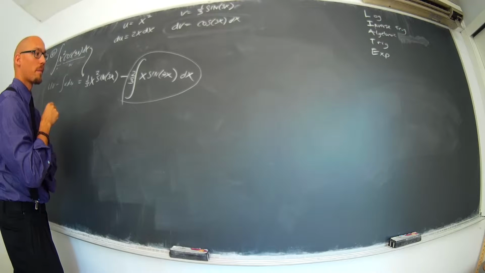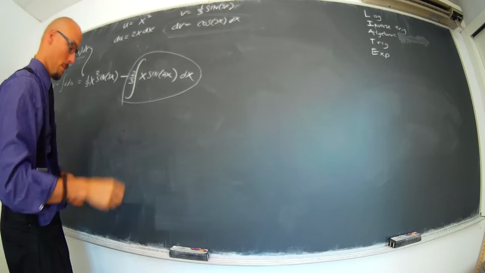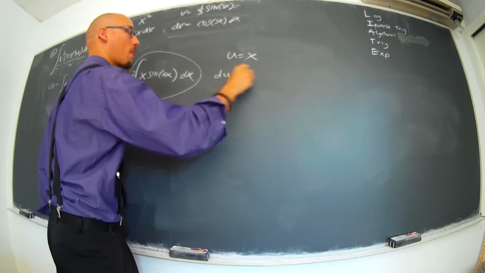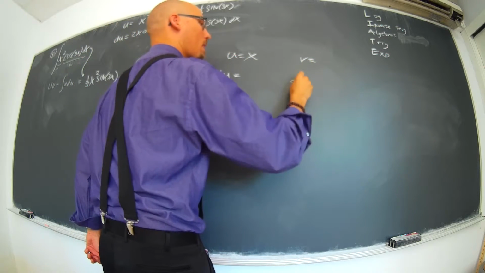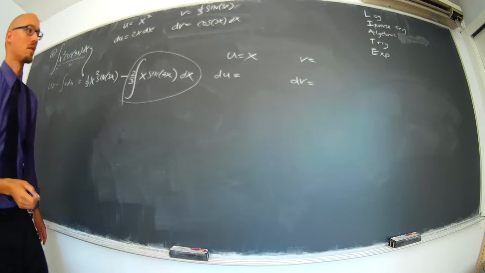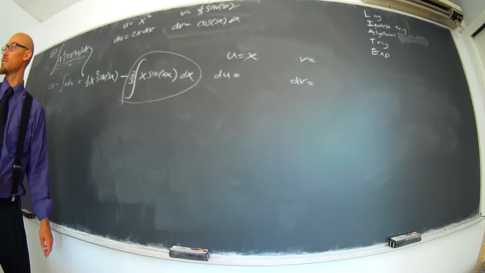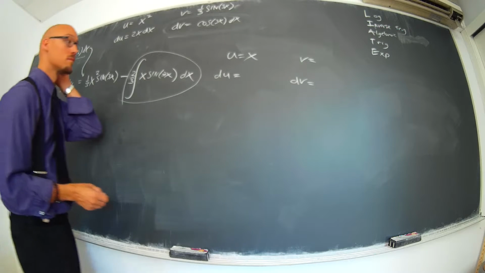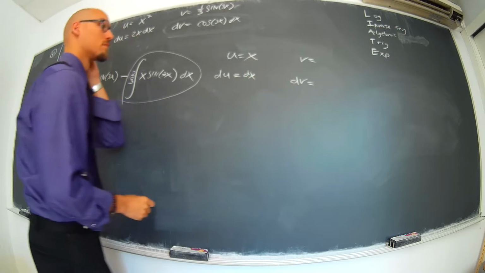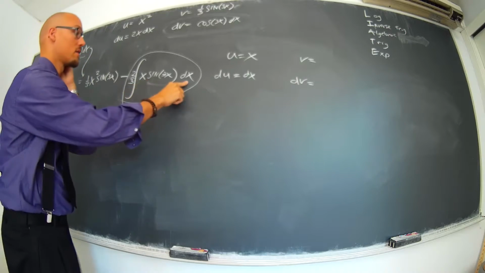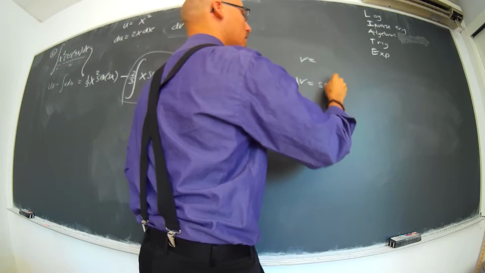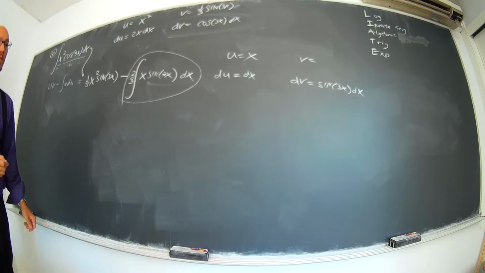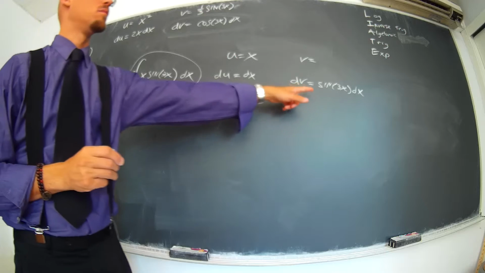So u equals x. Then du equals 1 dx. dv is the other thing. Now let's see if we can do this without having to spell out the u sub.